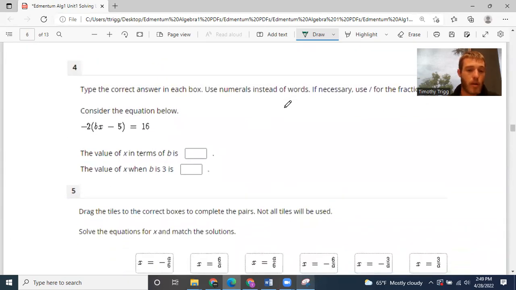This one's very similar to the one above. The first step here, I would say, divide by -2. This will give you X minus 5 equals -8. Go ahead and see if you can do the rest from there. If you need an example, look at the one we just did above.